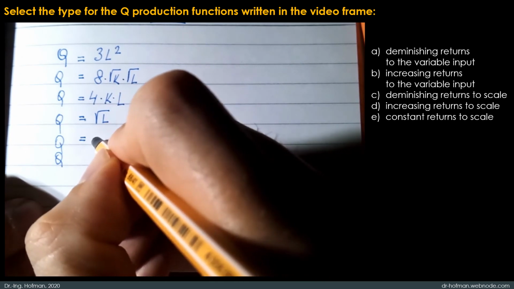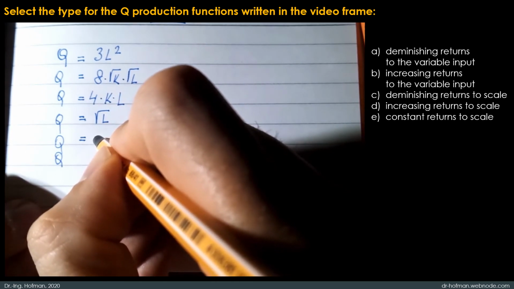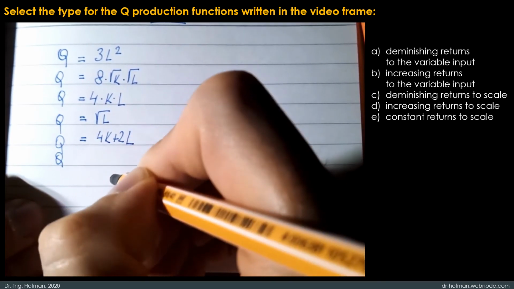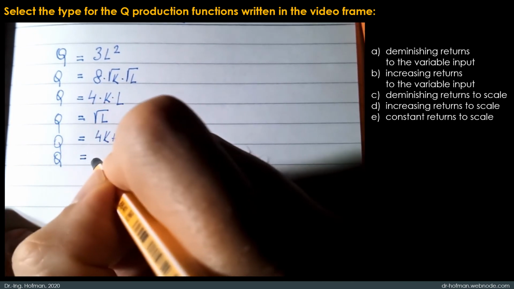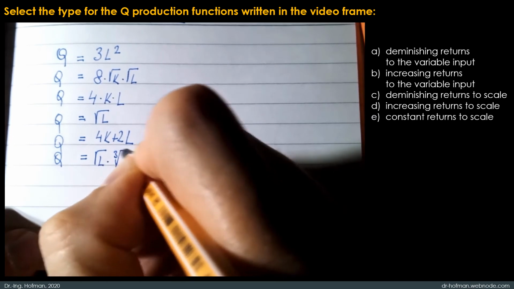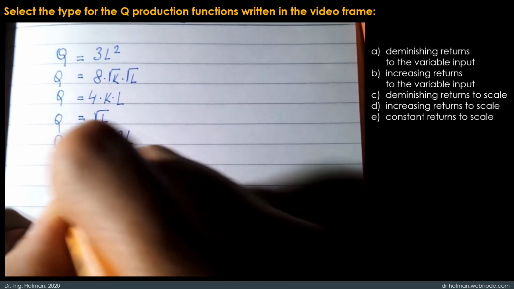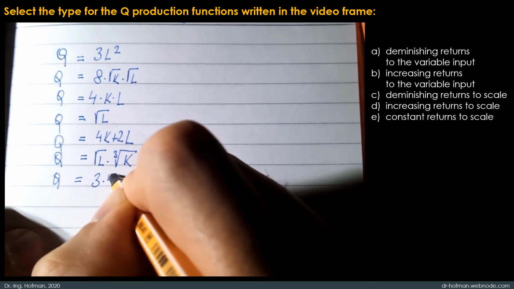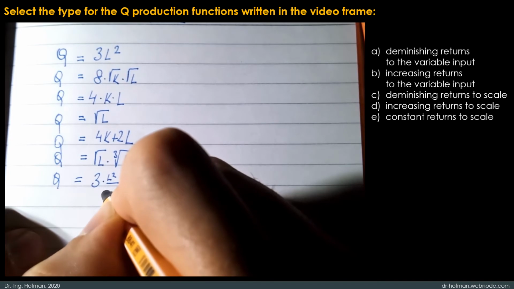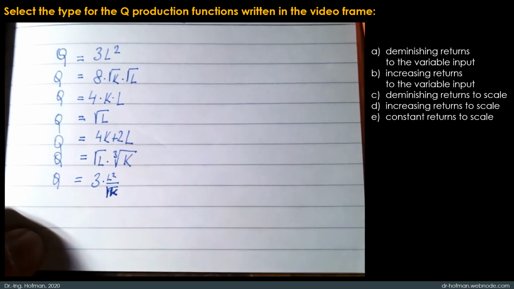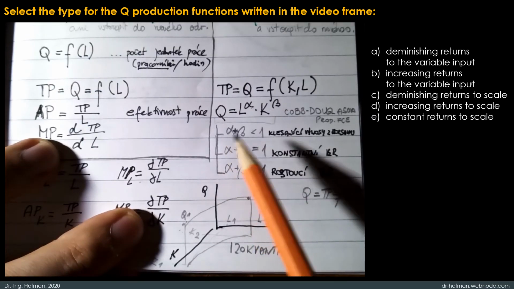The fifth one, production function, is given in the form of 4K plus 2L. And the sixth production function is given as the square root of L times the cube root of K. And we also have the production function Q is 3 times the fraction, in the numerator L squared, in the denominator square root of K.